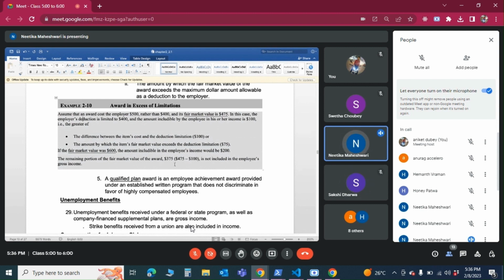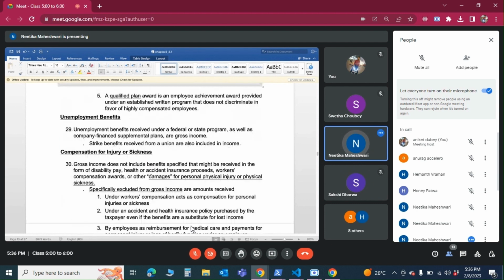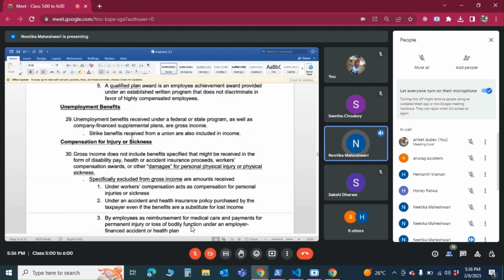Okay, all right, let's go. So unemployment benefits: yesterday we already spoke about how a 1099-G is issued. You guys need to remember that, or put it in your notes. Whenever you see a 1099-G, it is issued towards unemployment benefits.